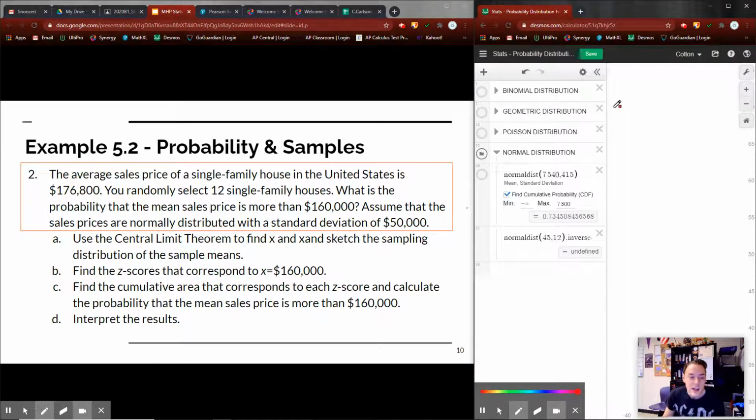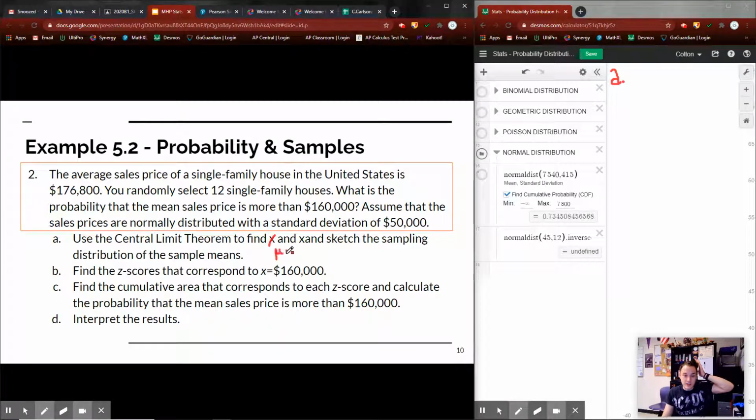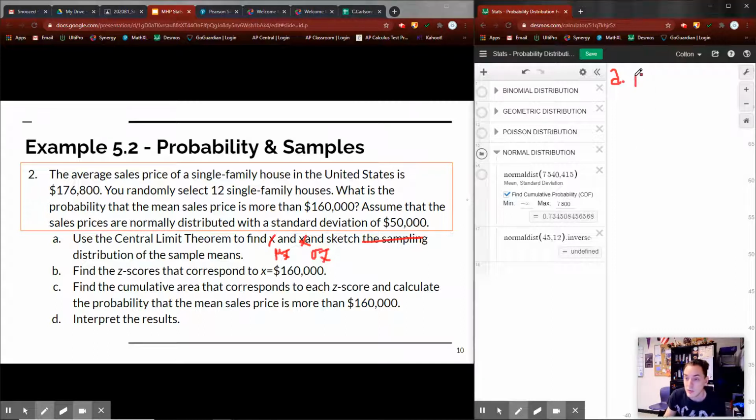All right, so A. What is A going to be? Now, A is just going to say use the central limit theorem and then find your sample mean and then your sample standard deviation, and then sketch the sampling distribution. I'm not going to sketch it here, but I'm going to find that. So what is this? Well, this is going to equal your population mean, right?